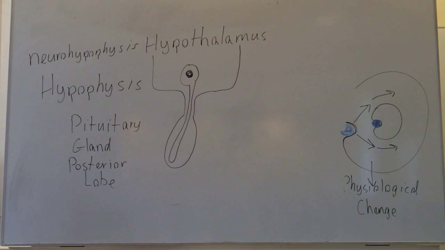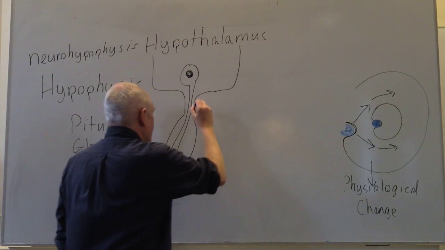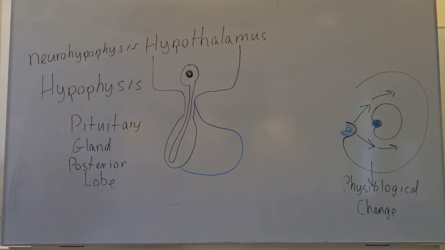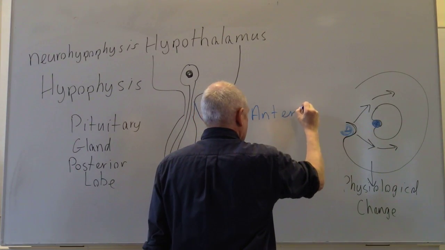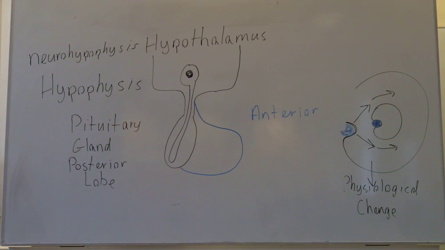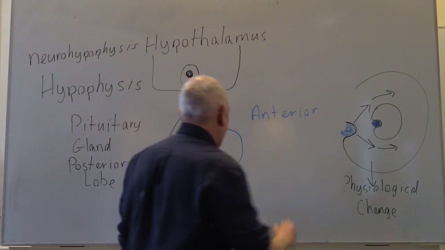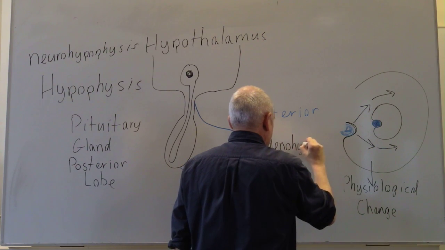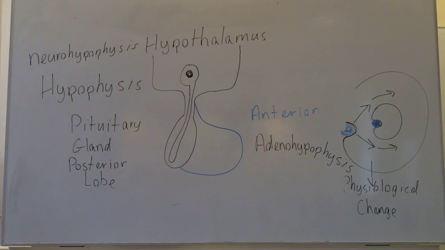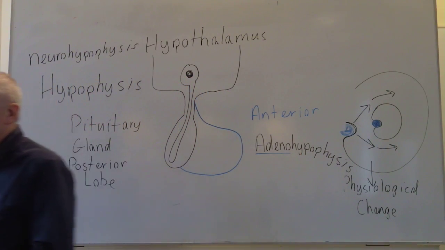Now, the front part of the pituitary gland, let's have a different colour. The front part of the pituitary gland is a larger lobe, like this. And front, of course, is anterior, isn't it? That is the anterior lobe of the pituitary gland. And the anterior lobe of the pituitary gland is made of glandular tissue. And the prefix that means glandular is adeno. A-D-E-N-O, adeno. So the anterior pituitary is made of completely different tissue.